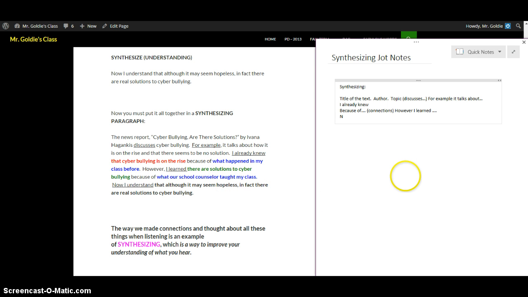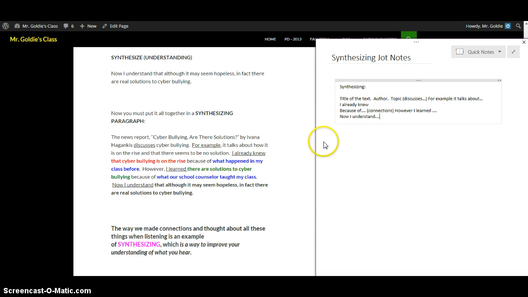The next thing you're going to write is your understanding. So this is your synthesis. Now I understand something, something. So you have to write about your new understanding as a result of what you've listened to. Your comparison and your connections and your contrast go together to come to new understanding. So I now understand that although it may seem hopeless, in fact there are real solutions to cyberbullying. Okay, so this is the way we made connections and thought about all these things when listening. It is an example of synthesizing, which is a way to improve your understanding of what you hear or read.